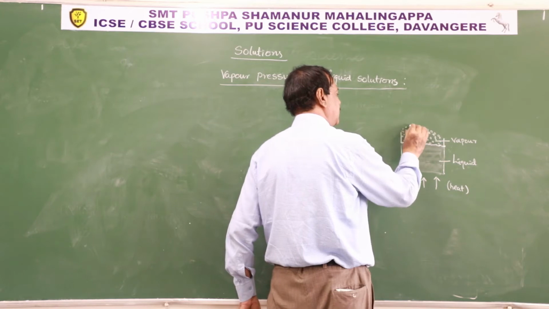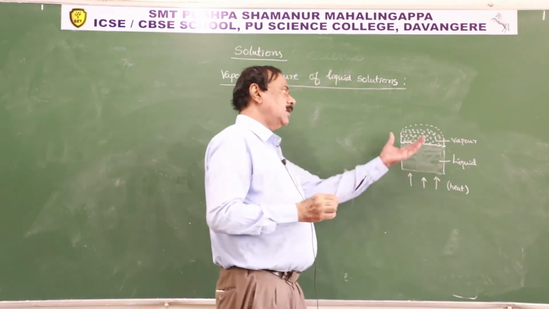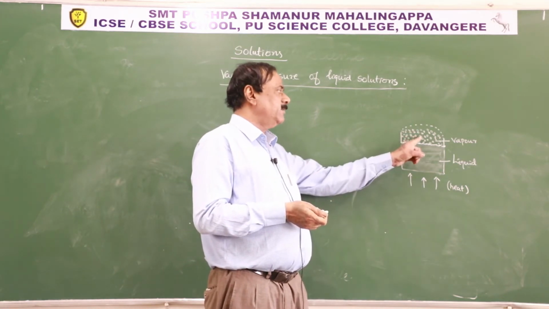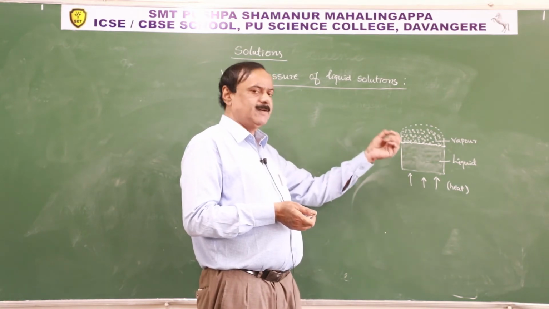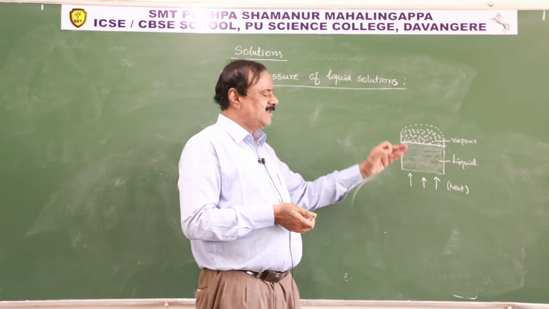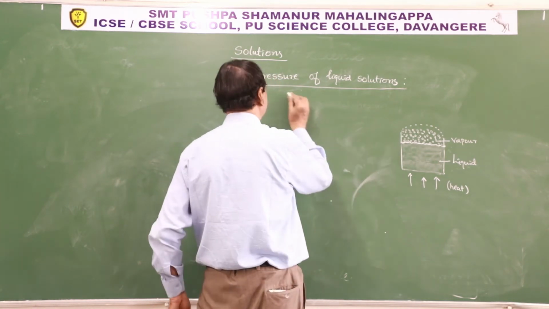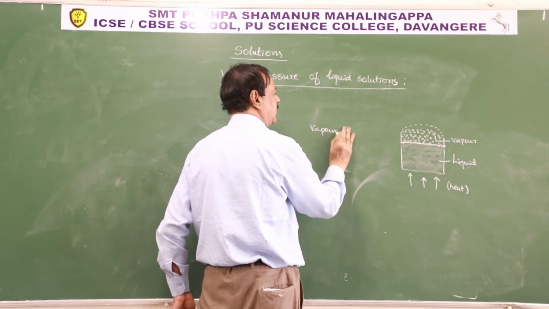Now these are in vapor state. They undergo collision with one another and hence they have the ability to create pressure. The pressure exerted by the vapor above the surface of the given liquid is called vapor pressure.